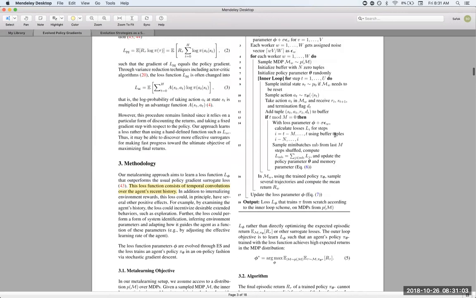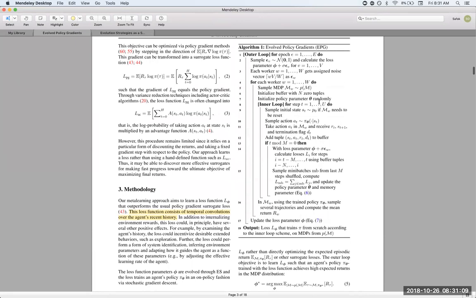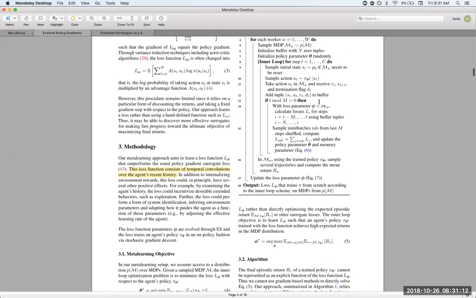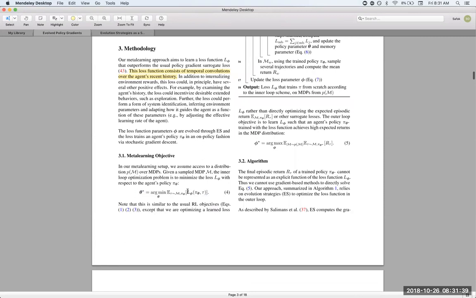So let's actually go over the algorithm. It seems a little too complicated to go over like a phone call. What I understand from this is theta is the parameters of the policy neural network, and it is dependent on the loss function and its parameters phi. So here's phi, and here's theta. That's how they are linked to each other. This is the inner loop.